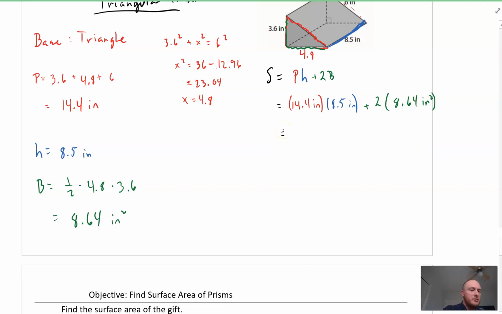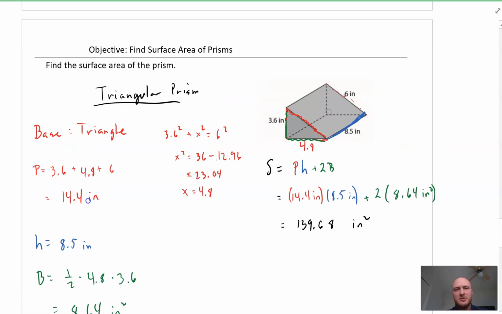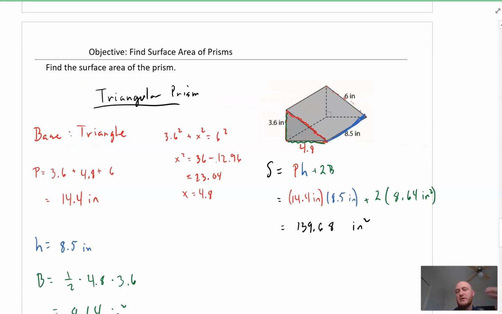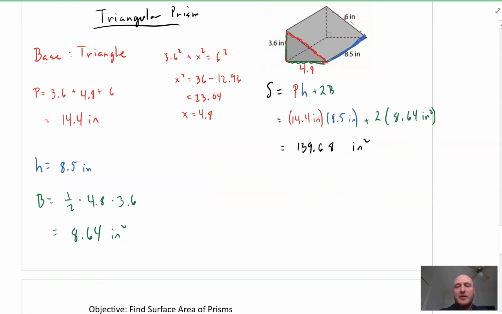Okay, so we'll plug all of this into our calculator, and we get 131.04 square inches. Actually, sorry, I forgot to multiply the base by 2. This is 139.68 square inches. And pay attention: sometimes the problems will say round to the nearest whole number or round to the nearest tenth, and you'll want to abide by that. This is 100% accurate, so here is your answer.